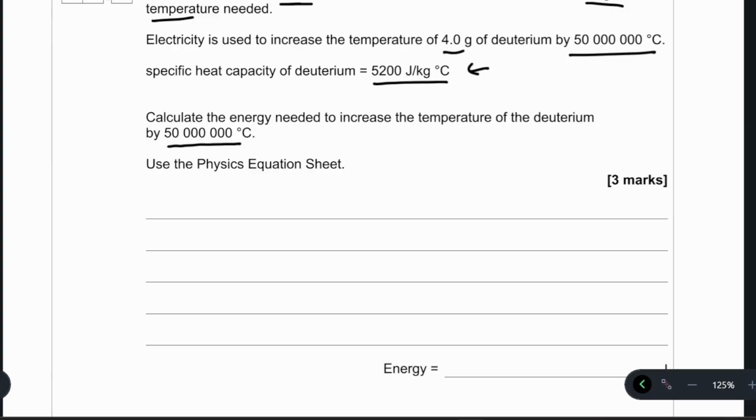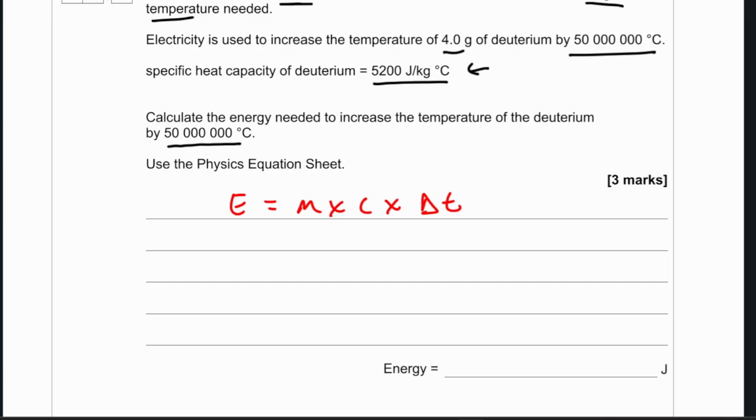So hopefully we're all familiar with the equation that the energy transferred is going to be equal to the mass multiplied by the specific heat capacity multiplied by the difference in temperature. So we can identify all of these from the question. The specific heat capacity is 5200. The difference in temperature was 50 million. And the mass is given to us as 4 grams.